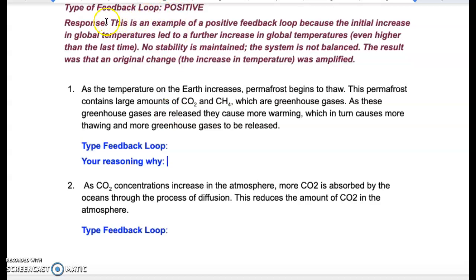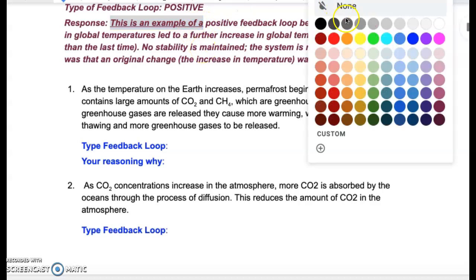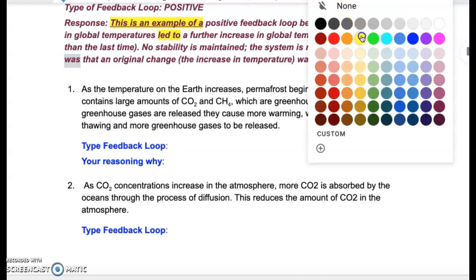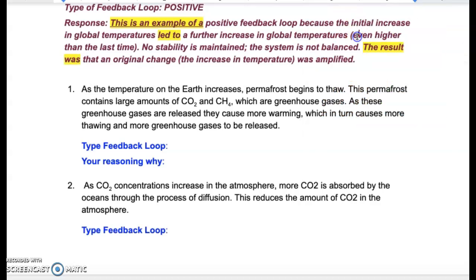So again, I would start out with, this is an example of what kind of feedback loop? So you can include that sentence starter in your response. Led to, right? That connects ideas a lot. You might want to use that in your response. The result was, that's a good one. Right.